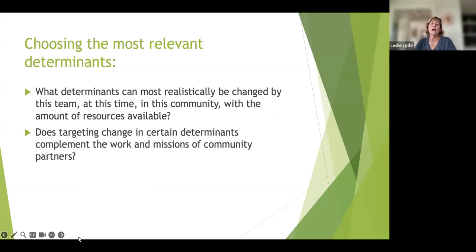And really importantly, it's sort of a reality check. The team needs to think about what determinants can be most realistically changed by this team at this time, at this community, with the amount of resources available. And again, because we are working in and with community, we ask the question, does targeting change in certain determinants complement the work and the mission of our community partners? And if so, adding those to our list of determinants for our intervention is a good thing.